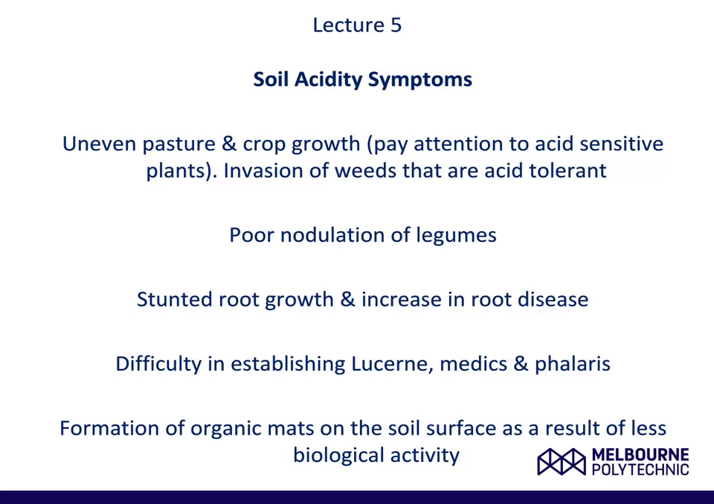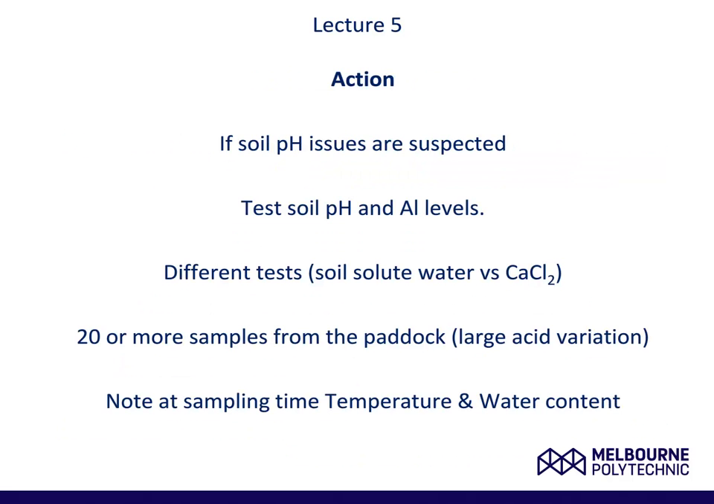Stunted root growth and increase in root disease may also occur. If you find that you are having difficulty in certain crops, such as lucerne and medics, this may suggest soil acidity problems. And finally, you may see the formation of organic mats on the soil surface as a result of the loss of biological activity.